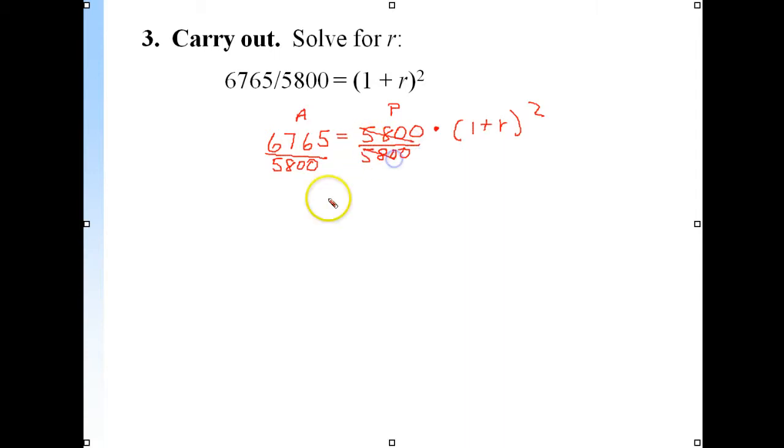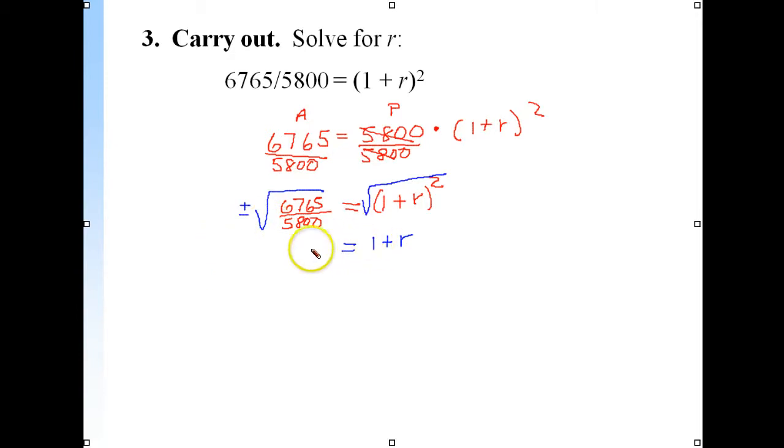So these cancel out, and we now get this. So now we have this binomial raised to the second power. Well, how do we want to solve for r eventually? So here, we're going to take the square root of that, and plus or minus the square root of that side. And you can put that in your calculator. And this will then become 1 plus r.